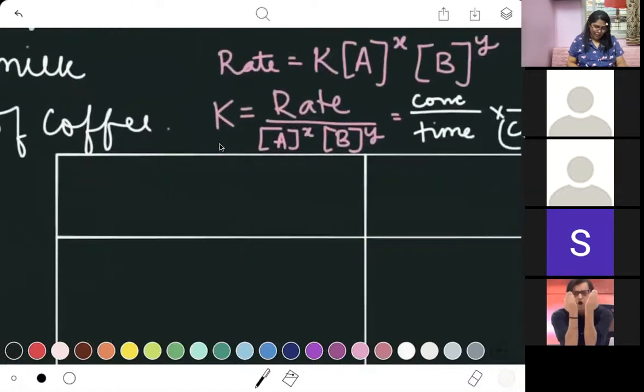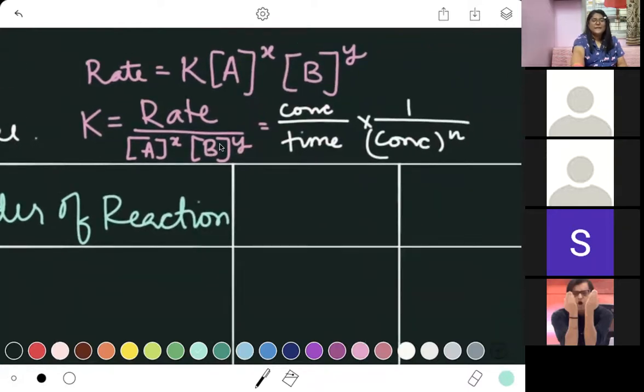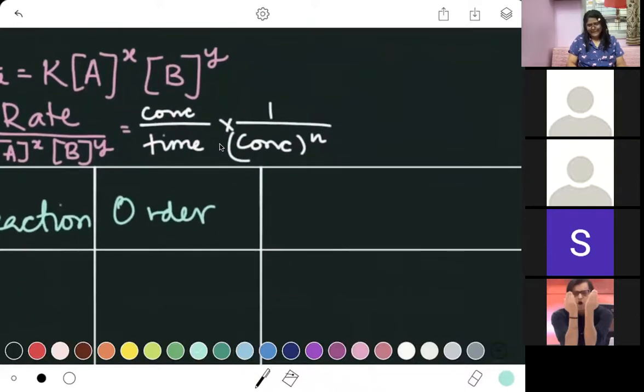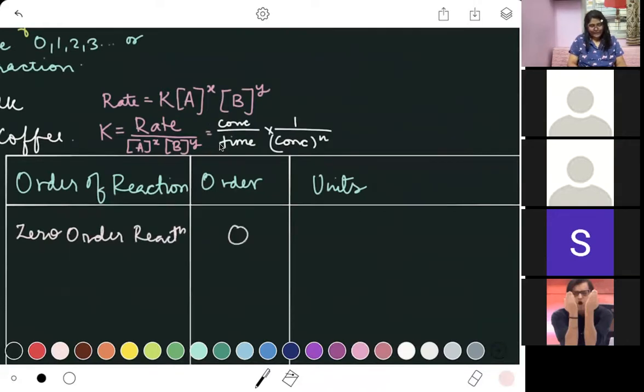Now, there are different orders of reactions that we are going to talk about. So I'm going to say order of reaction here. Then I'm going to have the order, or I could just say the type of reaction. And then here I will have units. Now let's say the first thing I talk about is my zero order reaction. What is the order? Zero.